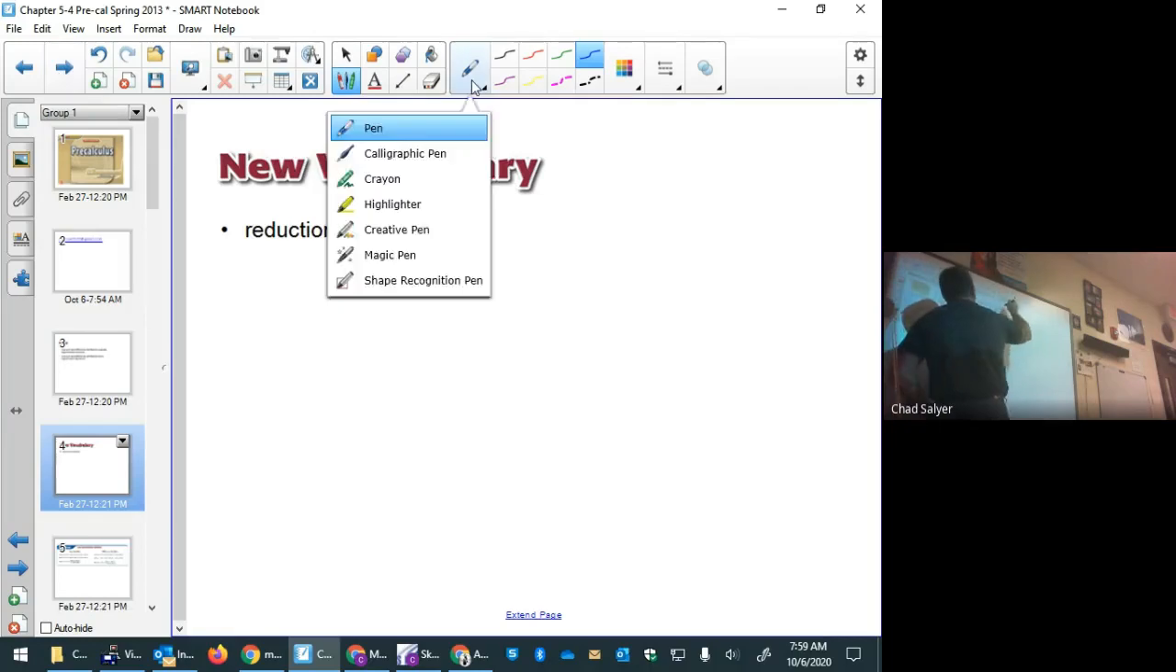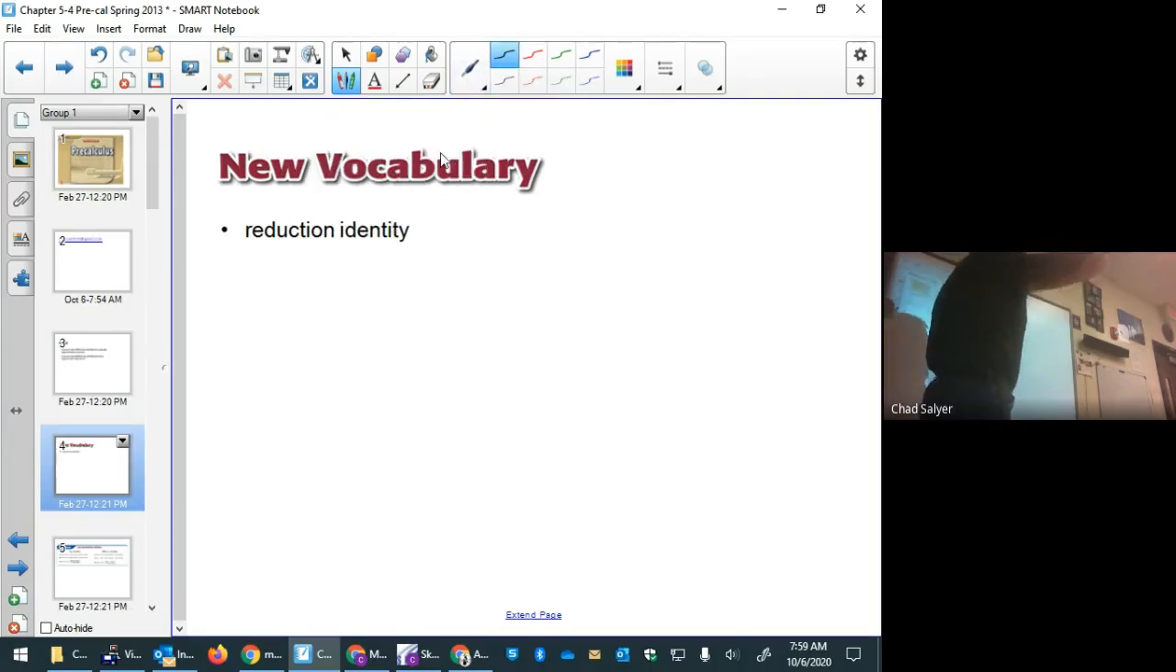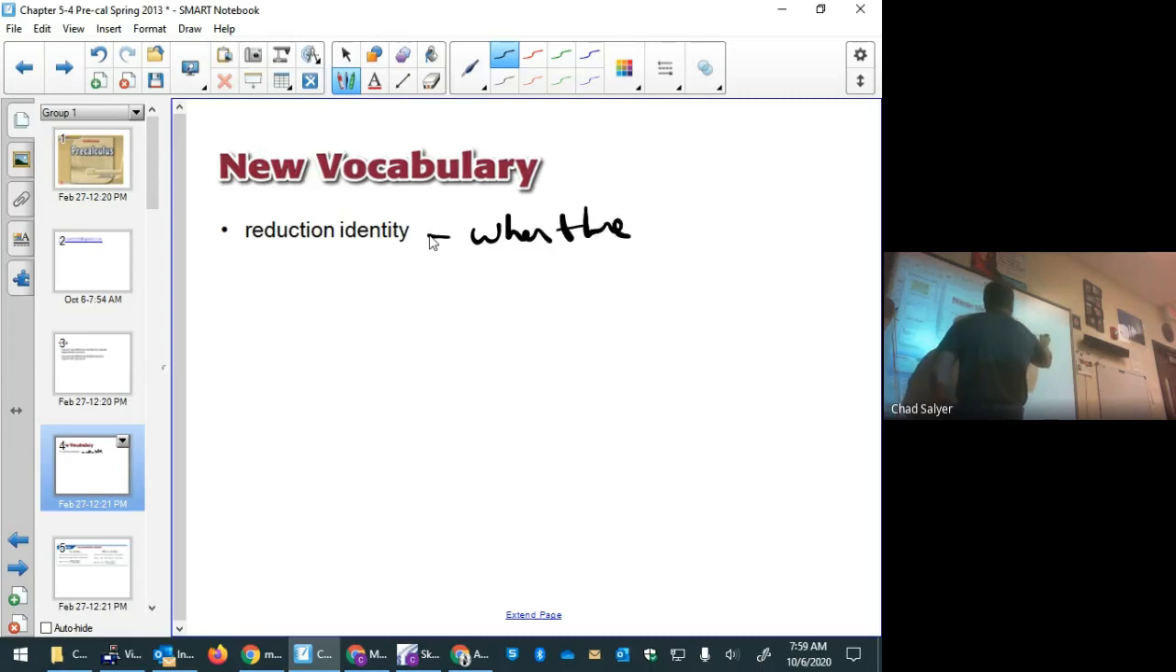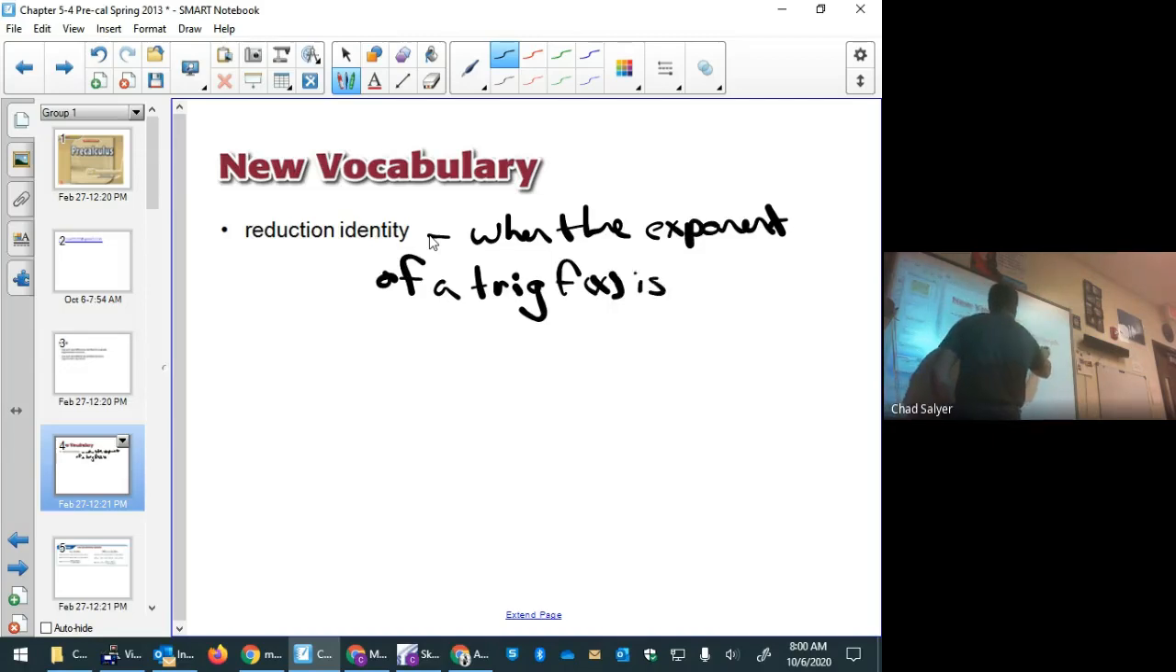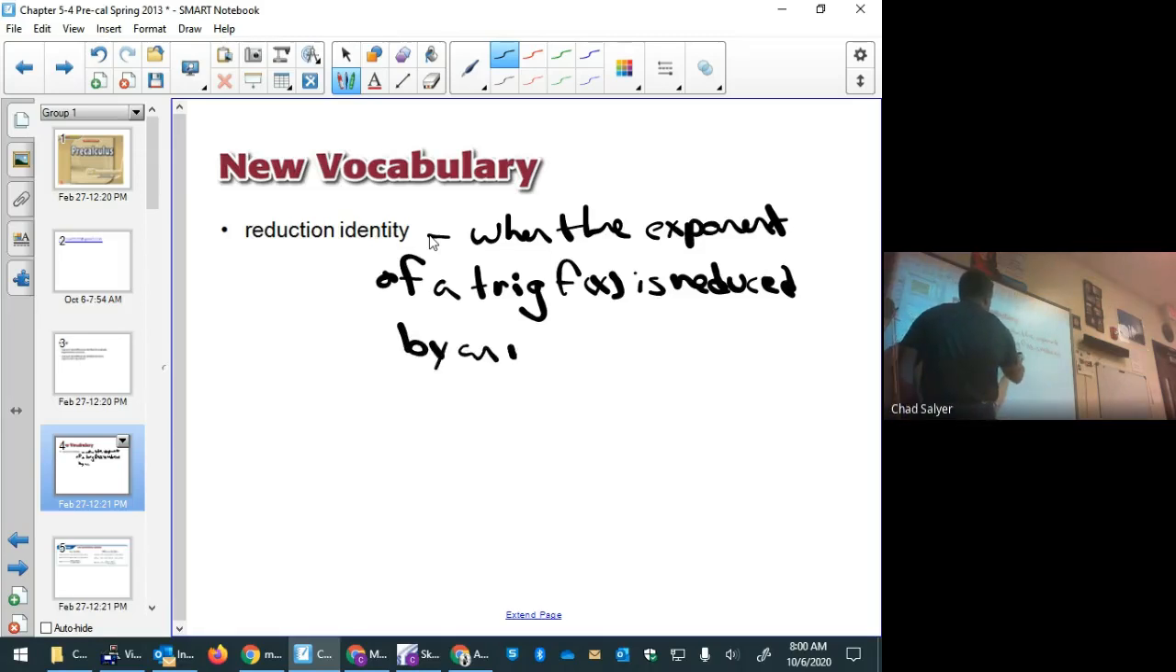Reduction identity. This is something we don't cover a lot in this section, but in the next section, so it's kind of curious that they include it here. A reduction identity is when the exponent of a trig function is reduced by an identity. So when the exponent of a trig function is reduced by an identity, we refer to that identity as a reduction identity.